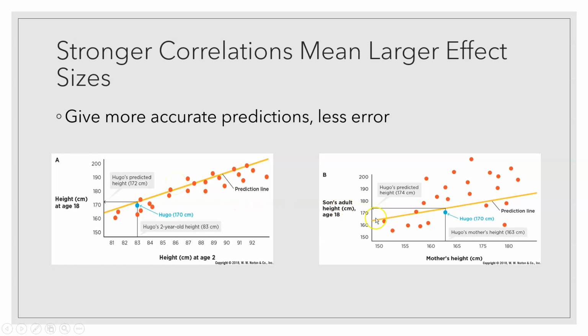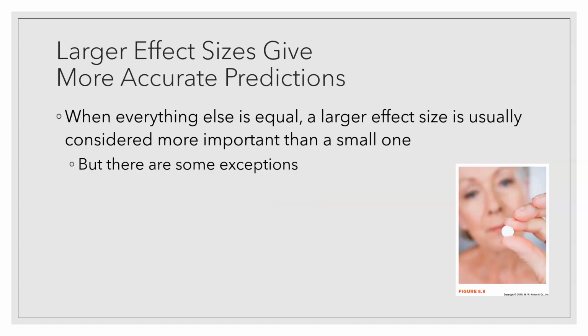Now compare that to a weaker correlation, mother's height and son's adult height. So here's Hugo's mother's height. Here's the prediction for Hugo as an adult. And then notice that this data is far more scattered. They're less tightly clustered around the prediction line. This is a weaker correlation, and as such, the prediction will probably be less accurate. It's prone to more error, and we also have a smaller effect size.